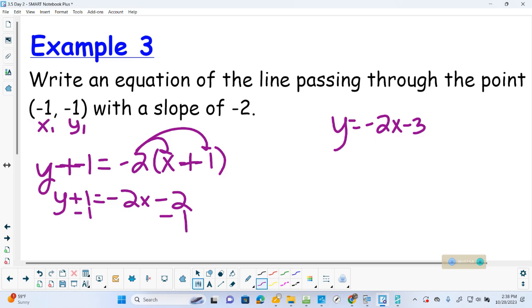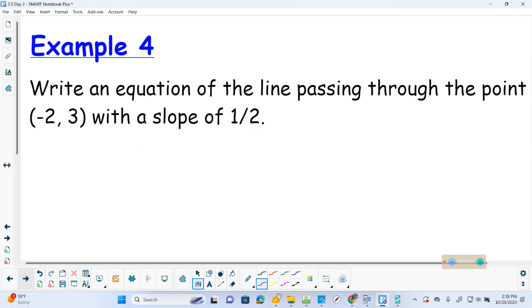0, negative. 0, -3. Good. This is as wild as it gets today, my friends. Well, there's one with a fraction in it. Get ready for that. Okay, here it is. A half. How horrible, I know.